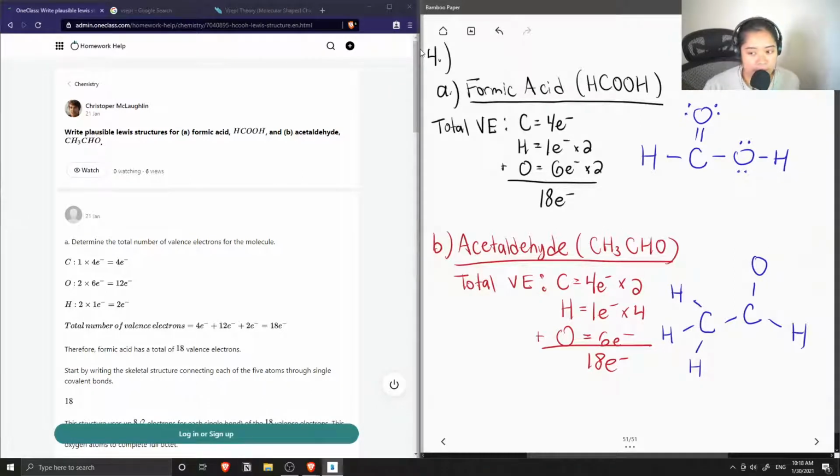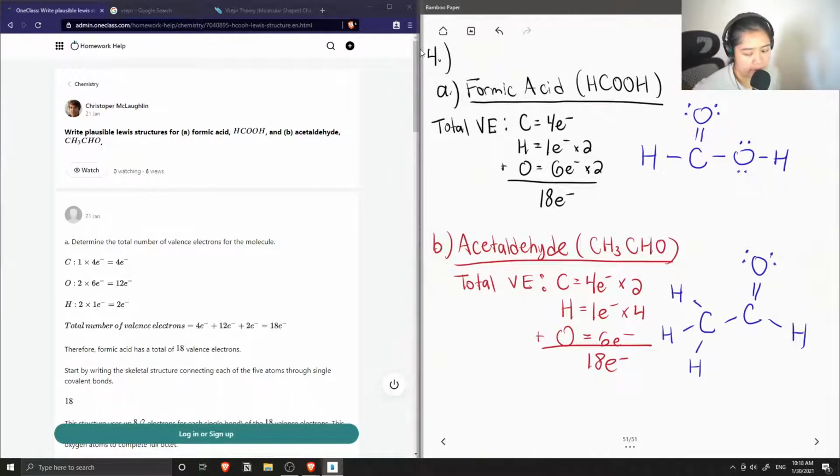So again, if we look at our second carbon, you can see that there are only 3 bonds to it, and carbon prefers to have 4. So I'm just going to make this a double bond. If I count out how many electrons I've drawn so far, I have 7 bonds, so 14 electrons out of the 18. For the remaining 4, I will place them on my oxygen. And this is the Lewis structure for acetaldehyde.